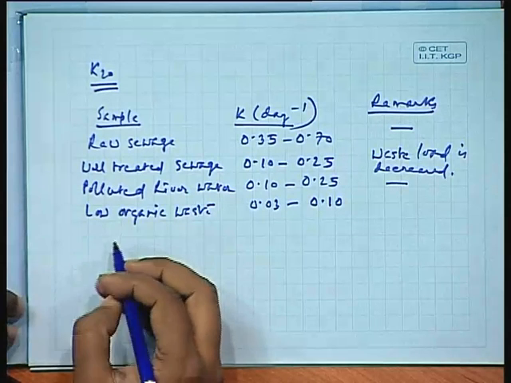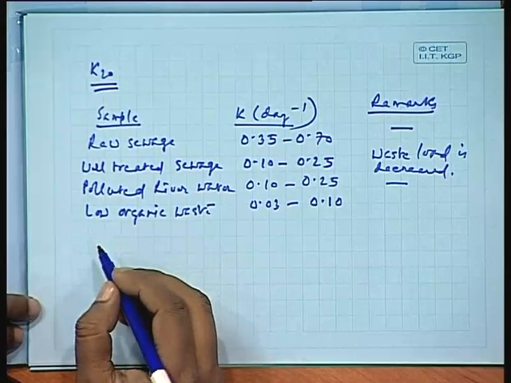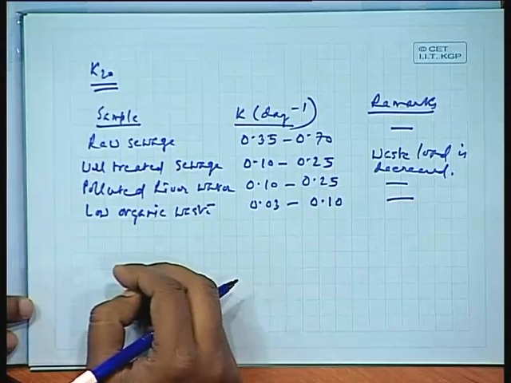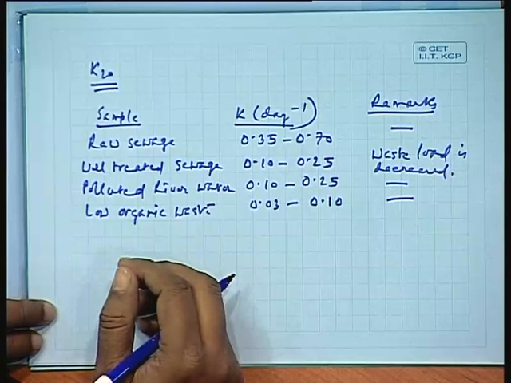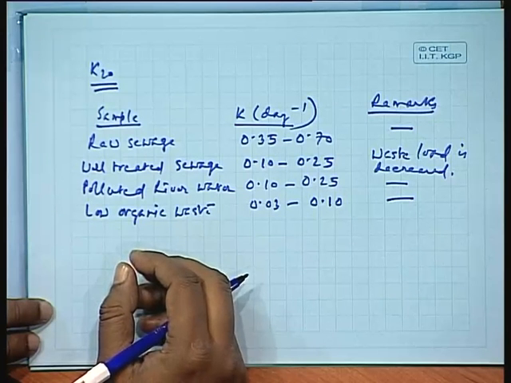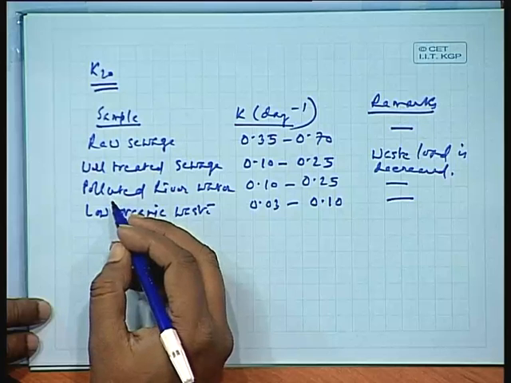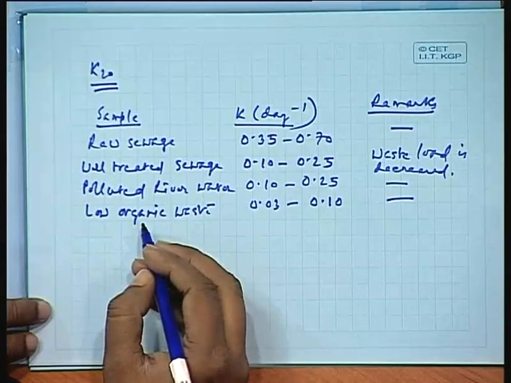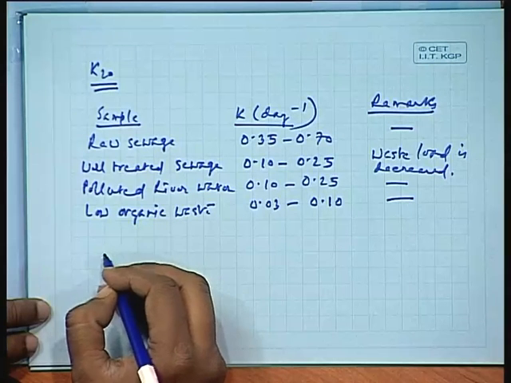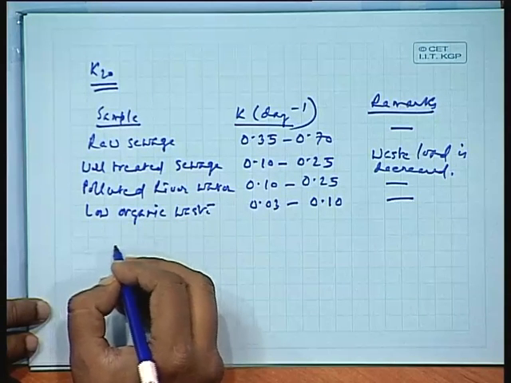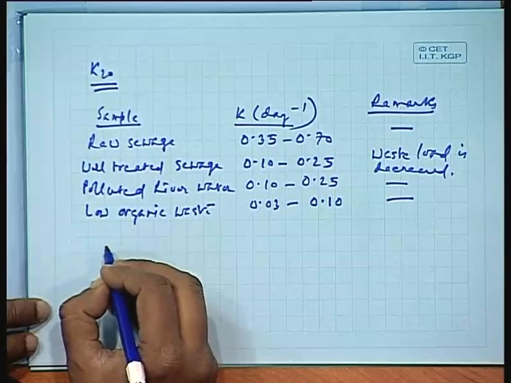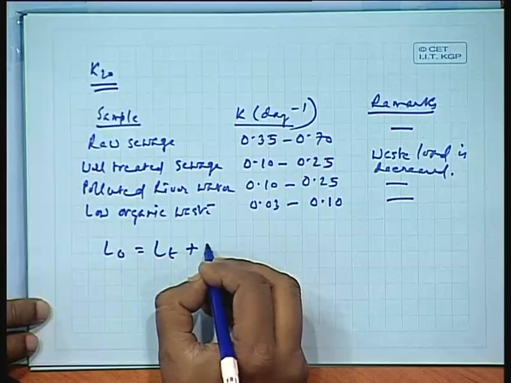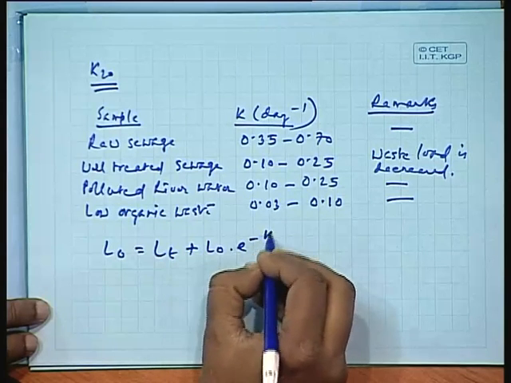So here we can observe K20 as this. Whenever a particular temperature is given, try to modify the K20 to find out KT and then use that, equate that function to find out the BOD remaining, or as we have said, L0 is equal to LT plus L0 into e to the power minus kt.